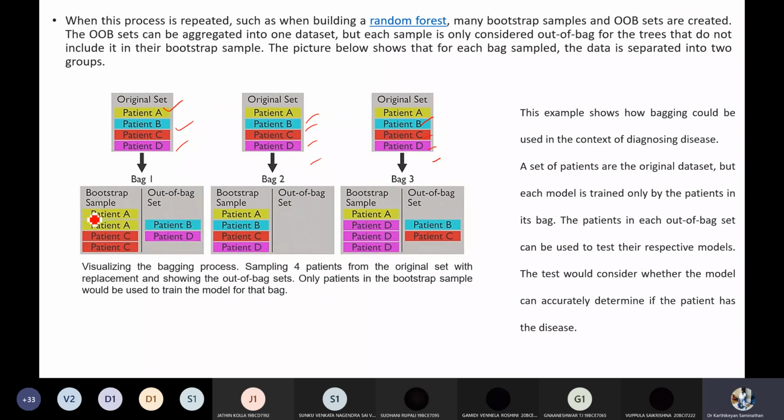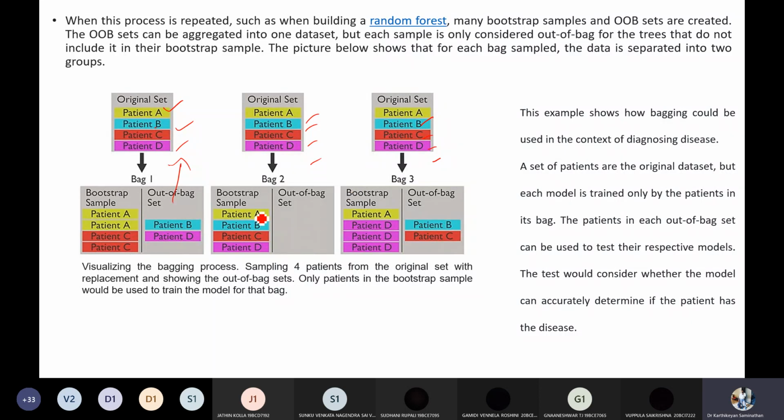In bag 1, the bootstrap sample means the samples which are considered for sampling. So A and C are considered here from this sample. So B and D are out of bag because they are not considered for the sampling.